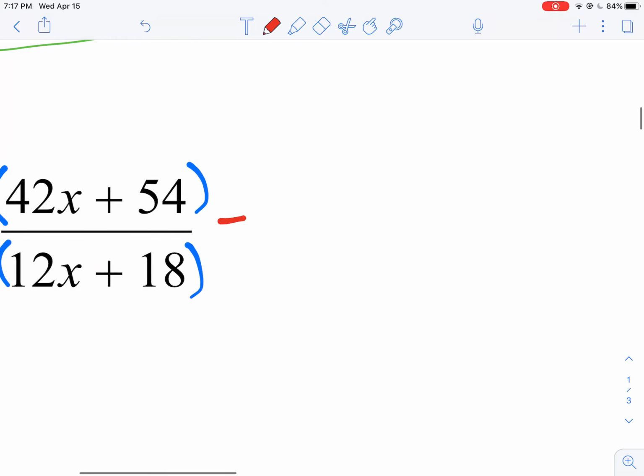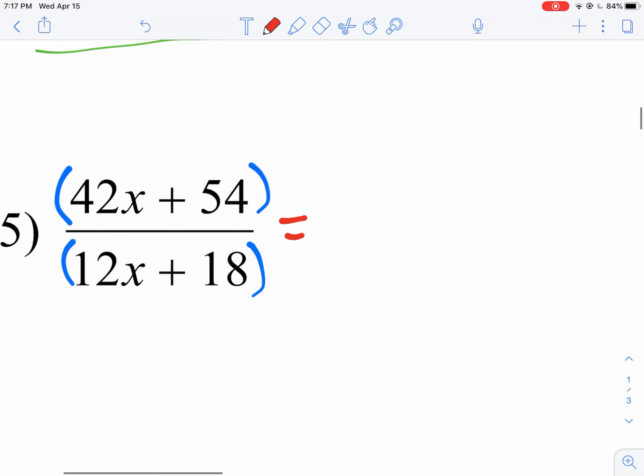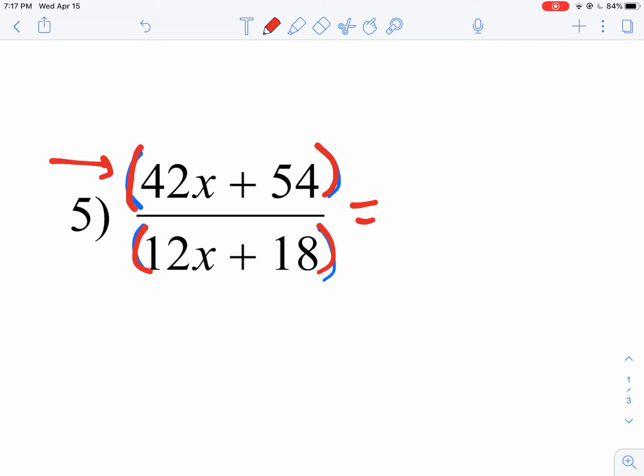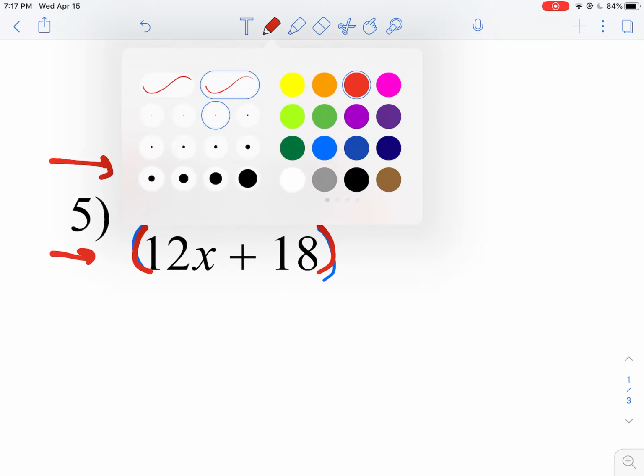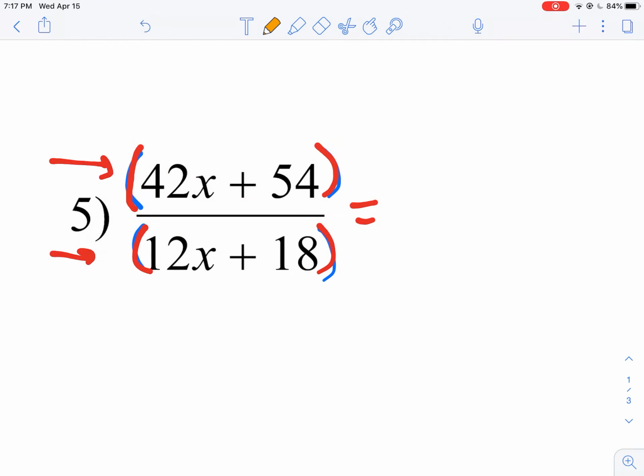Okay, I can't do anything as it sits right now. I can't stress this enough. I cannot cross these off. If they are a part of a binomial or a trinomial like this, I cannot break these apart. The only way I could simplify this is by factoring one or both the numerator and the denominator independently. So let's factor. I think both of these are going to factor in this case. So let's start with the top.